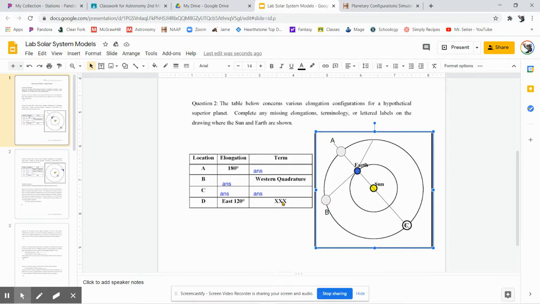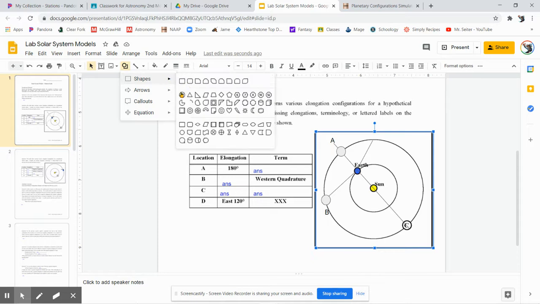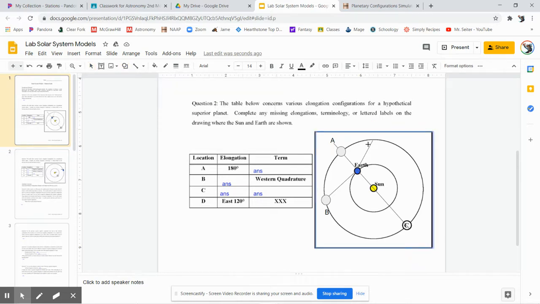And there is nothing, but we got to label that. We got to put a little circle there. Put our little circle in there. Good enough. And we'll call that D. Boom. There we go. First page is done. First page is done. All right.